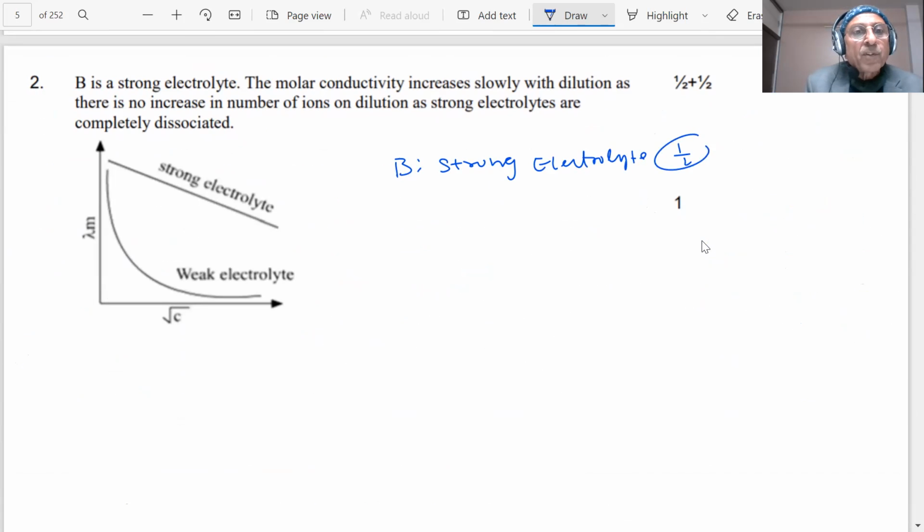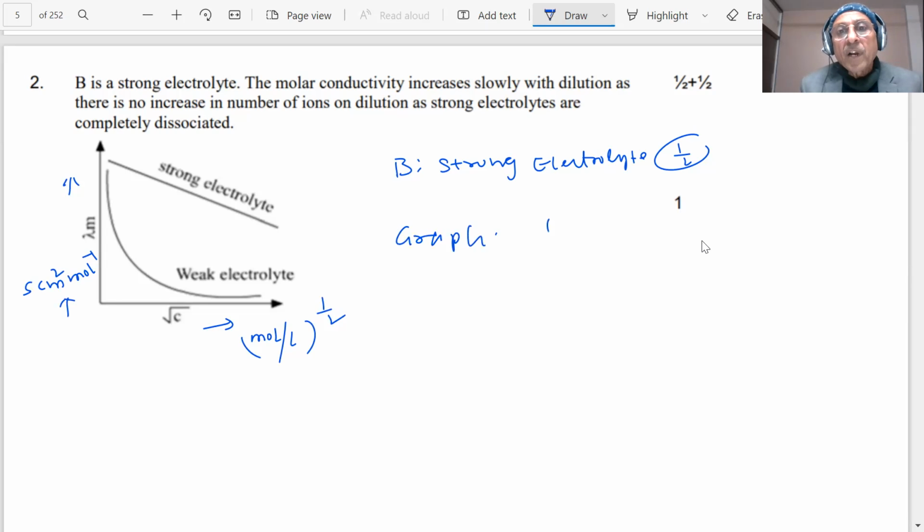And the graph which we have shown, students, this is lambda m versus square root of c, and you have seen Siemens centimeter square mole inverse. So all this information is known to us, students. You can use your NCERT if you have any doubts. These are the units I'm writing, and this is the graph. If you draw the graph, you will get half mark. So half plus half gives you 1.